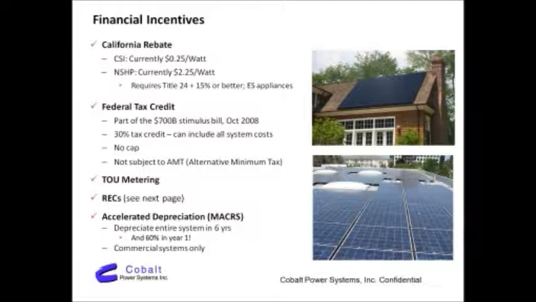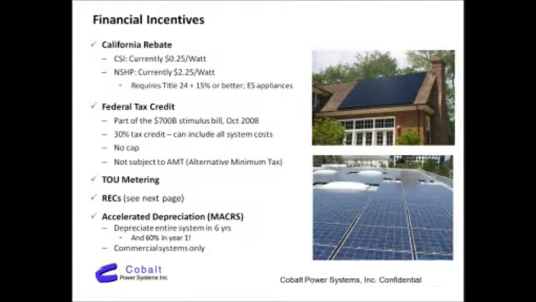And then for commercial systems, you are allowed to depreciate your system. That means write off your system in an accelerated manner. And even though these systems typically have a 25-year lifetime, you can literally write off the whole system in 6 years for both California and federal. This is only for commercial systems because homeowners are not allowed to depreciate anything. Even though you're writing it off in 6 years, it's front-end loaded. You're actually writing off 60% of it in year 1.